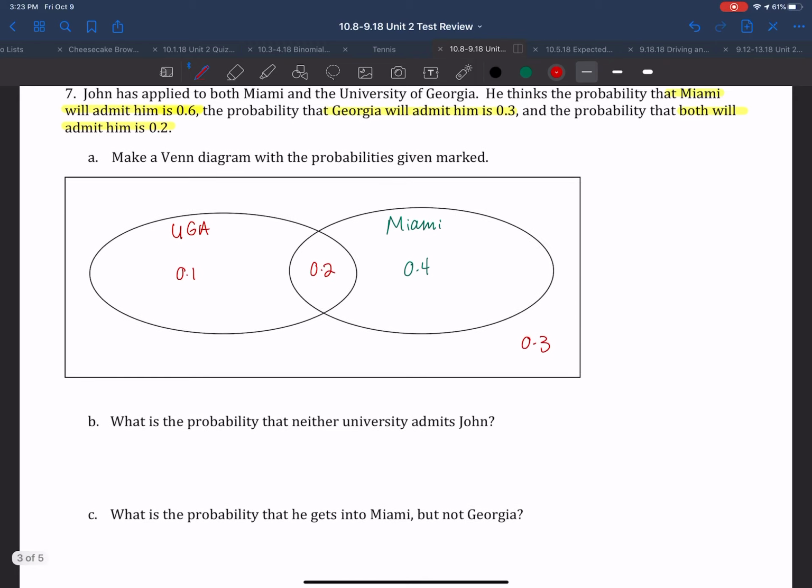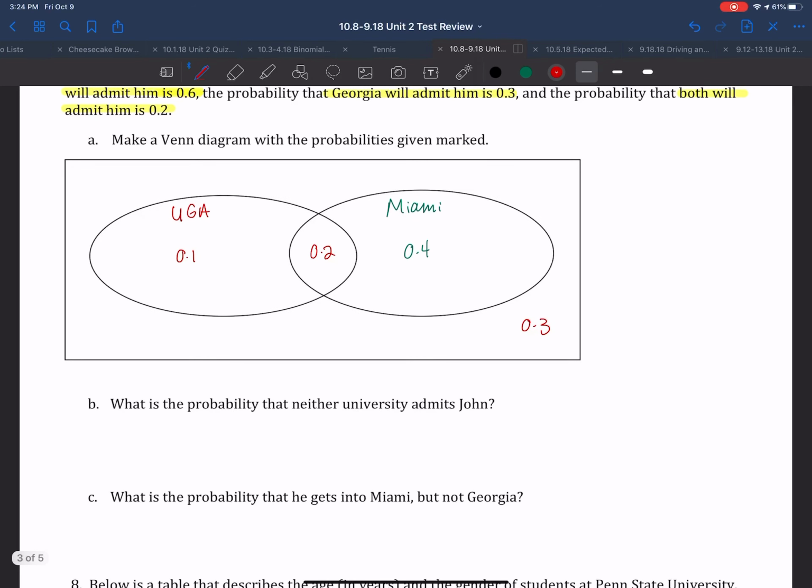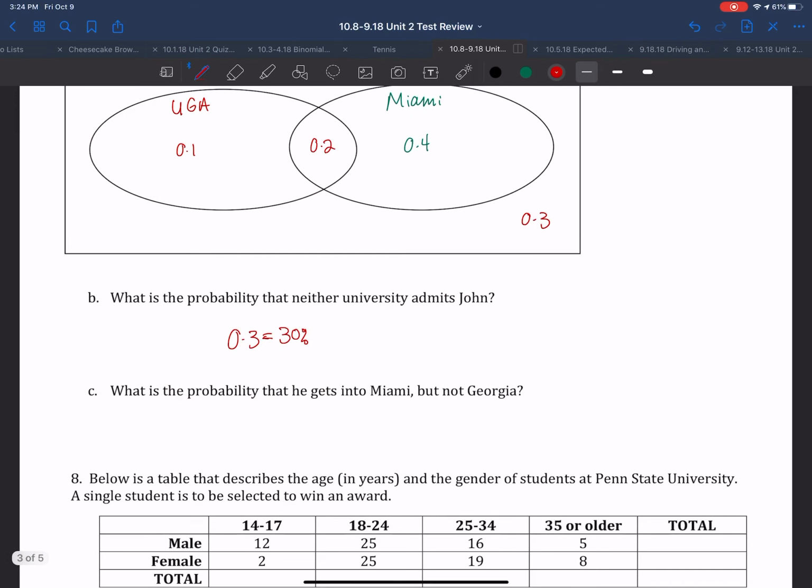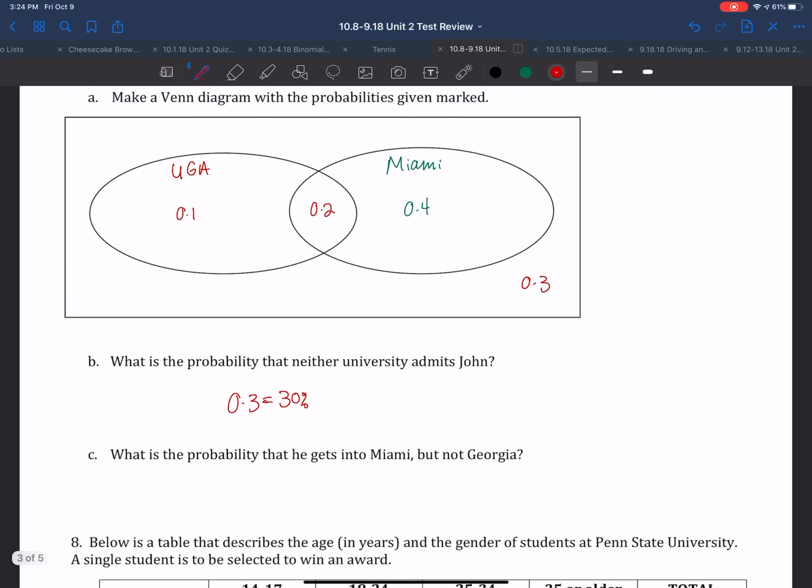And it says, what is the probability that neither university admits John? Well, this value outside the circle represents neither admitting him. So it's just going to be 0.3 or 30%. Probability that he gets into Miami but not Georgia. Well, this circle represents both admitting him. This value represents just Georgia. This is just Miami. This is neither. So the probability that just Miami but not Georgia is 0.4 or 40%.